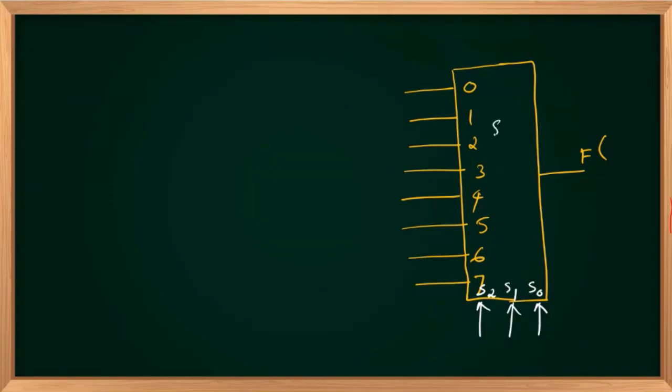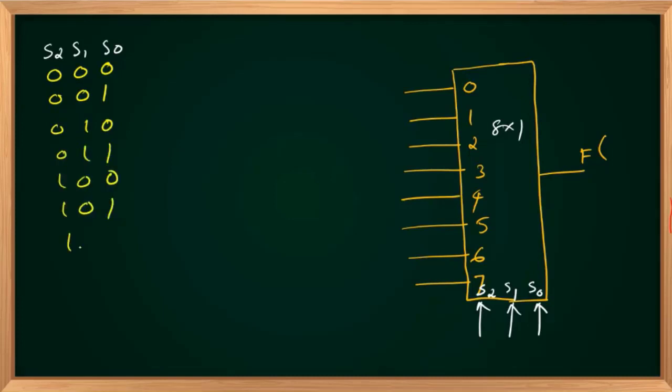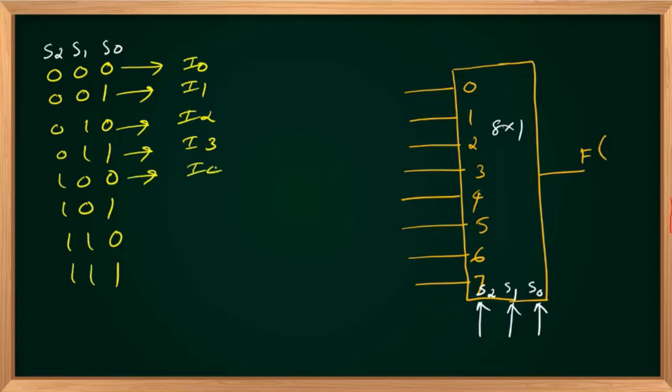Then if we write the truth table of the 8x1 mux, the select lines are S2, S1, S0, right? They are 000, 001, 010, 011, 100, 101, 110, 111. So as you know, the I0 input will be selected, I1 input will be selected, I2 will be selected, I3 will be selected, I4 will be selected, I5 will be selected, I6 will be selected, and I7 will be selected. Nothing else.